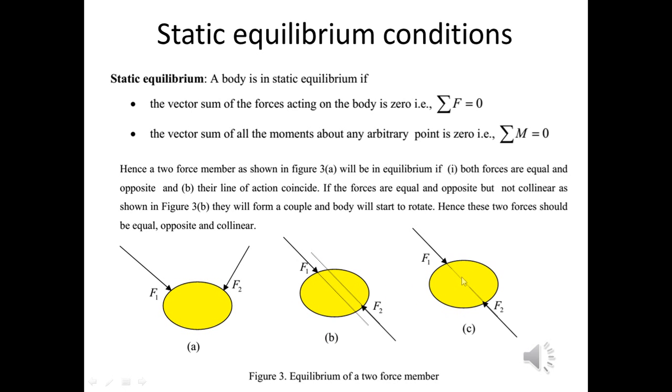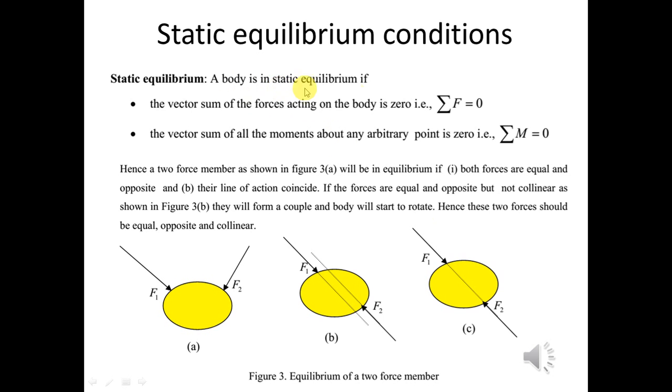The object in figure C, we can easily understand, is in static equilibrium, because the lines of action of F1 and F2 meet, they have a common line of action. So that is what is being said here.